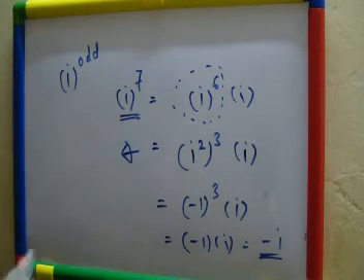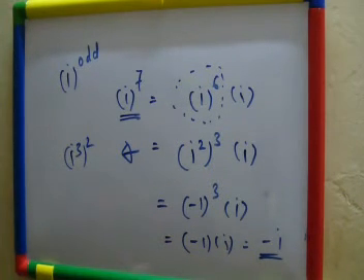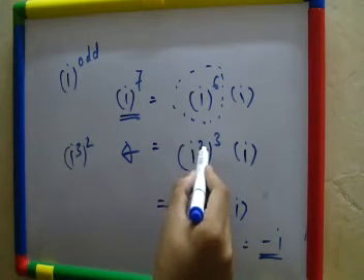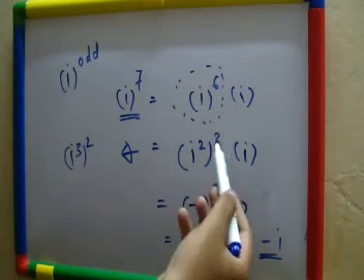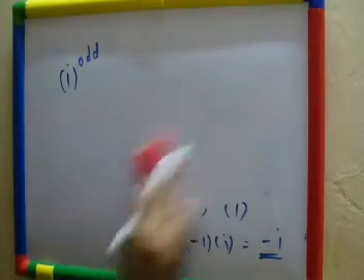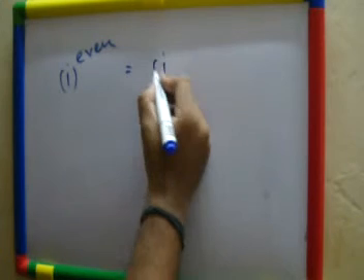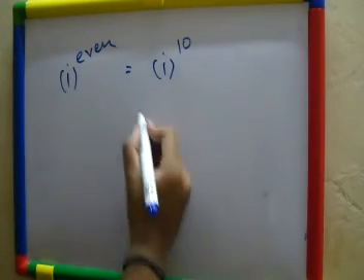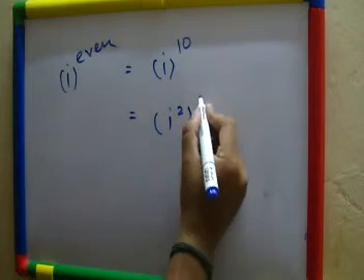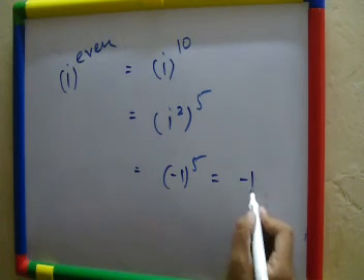So the important thing over here is that this can also be written as i cube raised to 2, but for our calculation purpose I want this square within the bracket, and the power left is written generally outside the bracket. i raised to an even power, i raised to 10, which is i square raised to 5, which is minus 1 raised to 5, and hence it is minus 1.